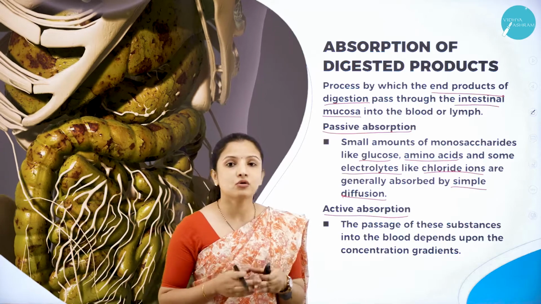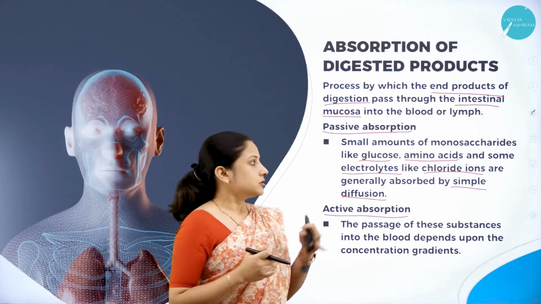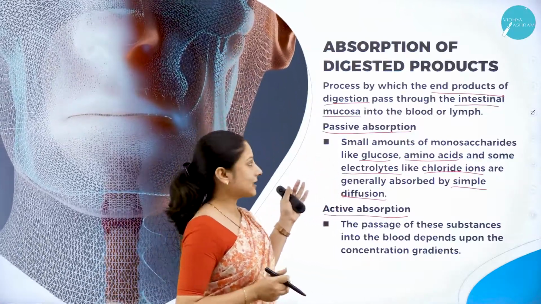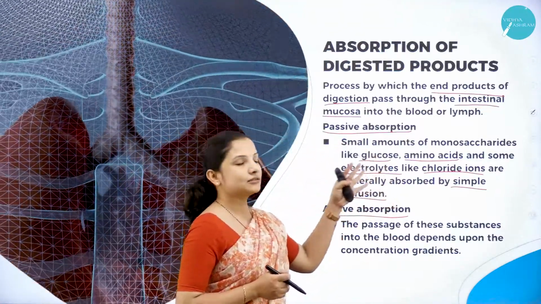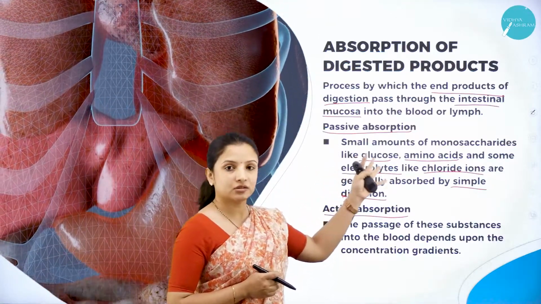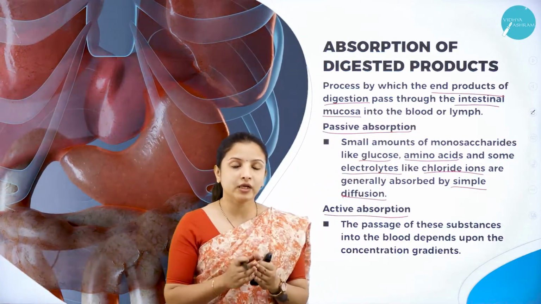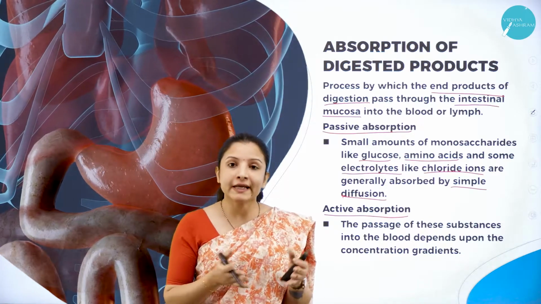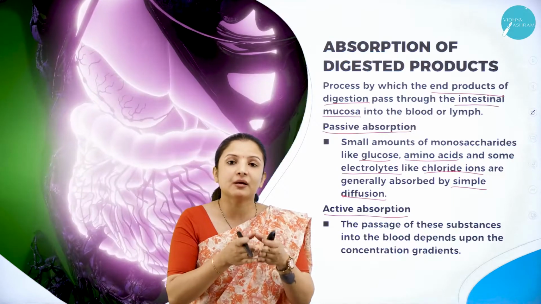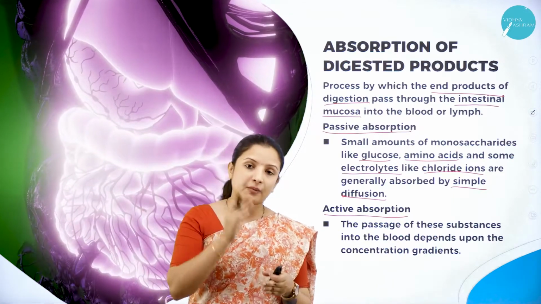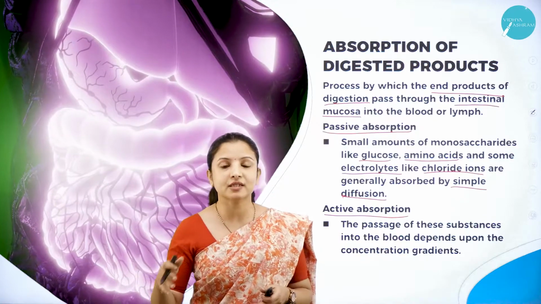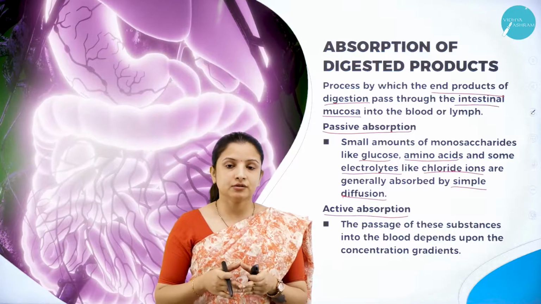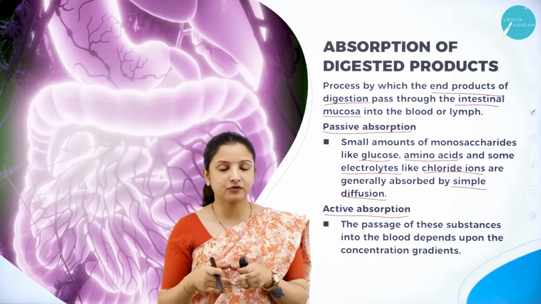Passive means they don't require any energy. So here, the molecules are the small amounts of monosaccharides such as glucose, amino acids, and some of the electrolytes such as chloride ions, moving from a region of higher concentration. Which is the region of higher concentration here? It is the small intestine, because they are present in the small intestine. From the small intestine through the mucosa, they move into the region of lower concentration, that is the blood. So they will travel by a process of diffusion into the blood.